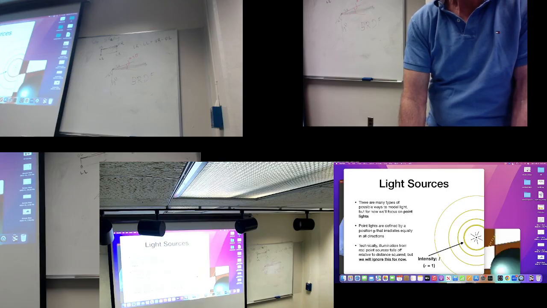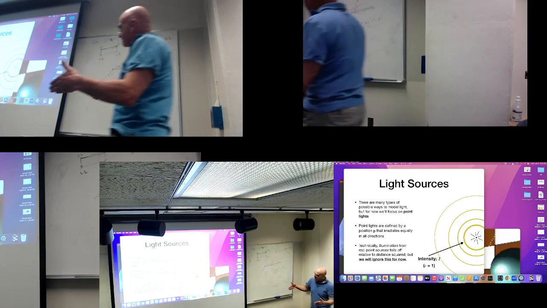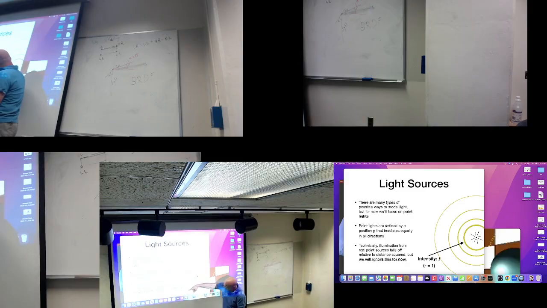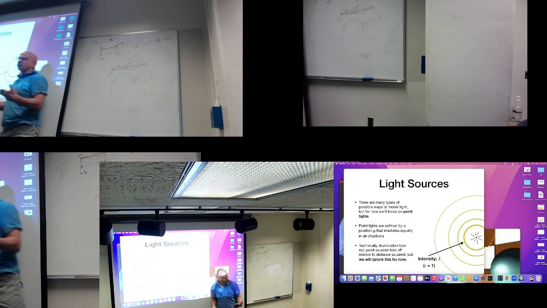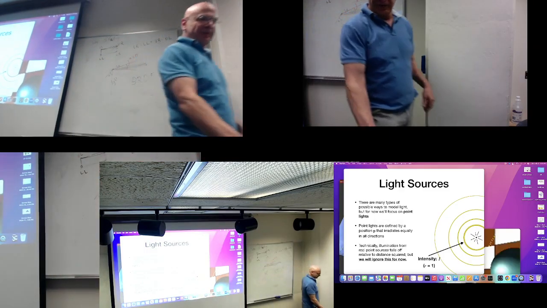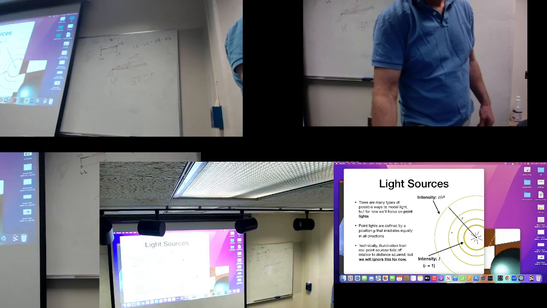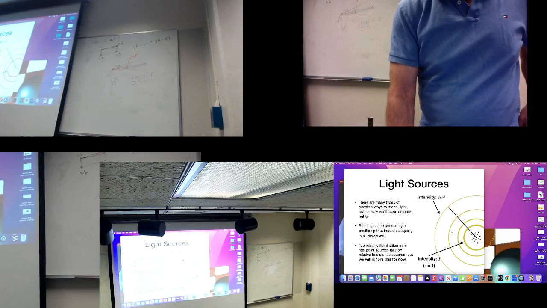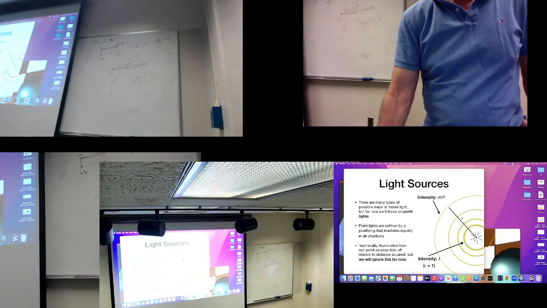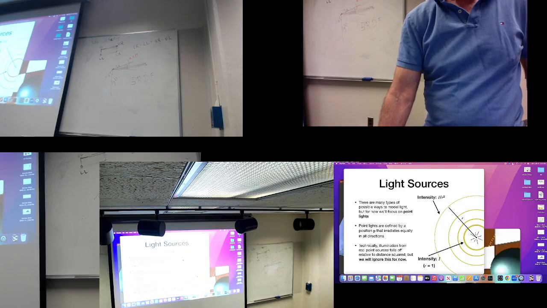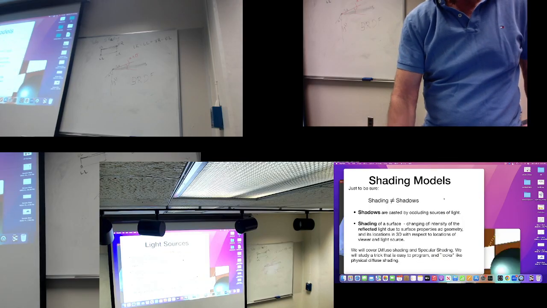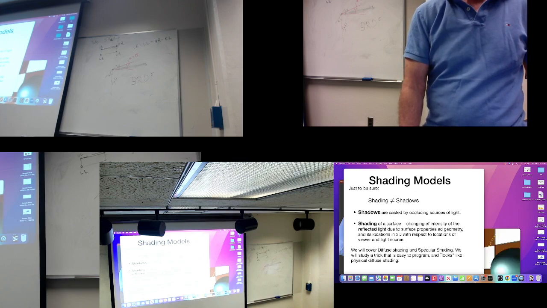A quadratic function will decrease as R squared, so the intensity would be proportional to 1 over R squared, very close to 0, very fast away from the distance. Okay, intensity, I for intensity, we'll see it in other slides, divided by R squared. That's what the physics tells you.